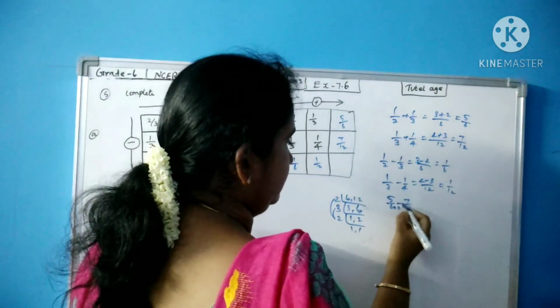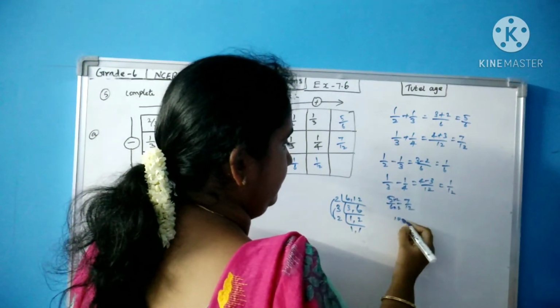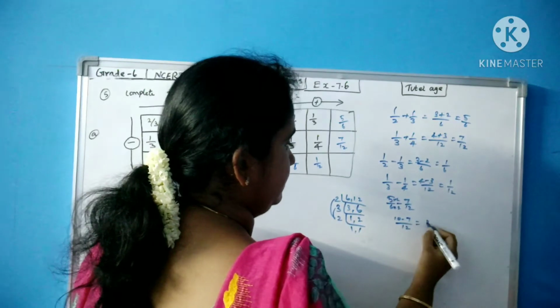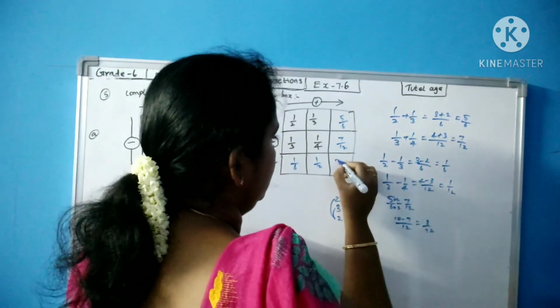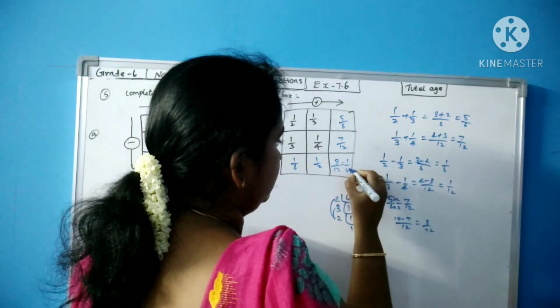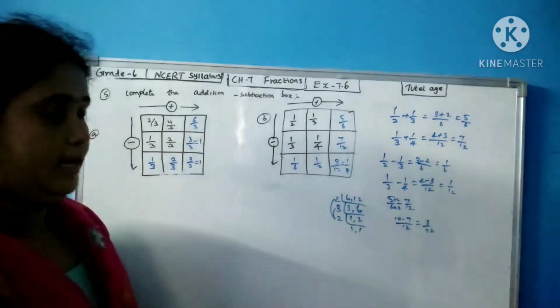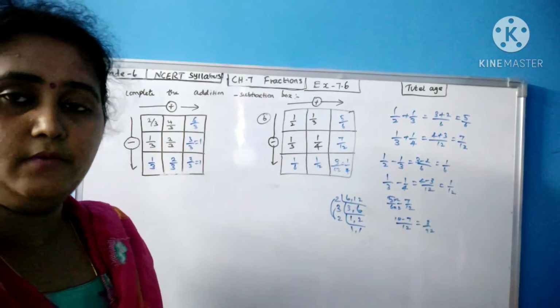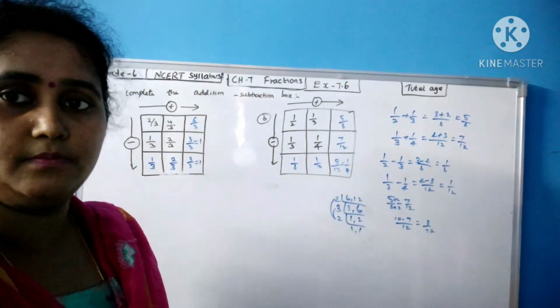So you multiply by 2, 6 into 2 is 12. So 10 minus 7 by 12. 10 minus 7 is what? 3 by 12. 3 by 12 is your answer. If you simplify, 1 3s are 3, 4 3s are 12. 1 by 4 is your answer. So that's all this box sum. Now we will move on to the next word problems.